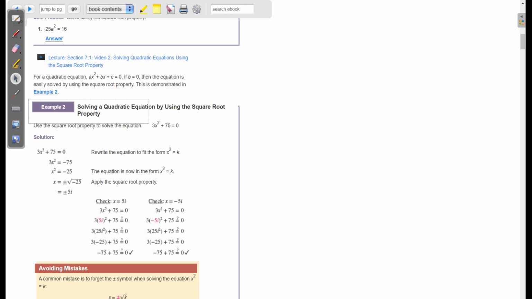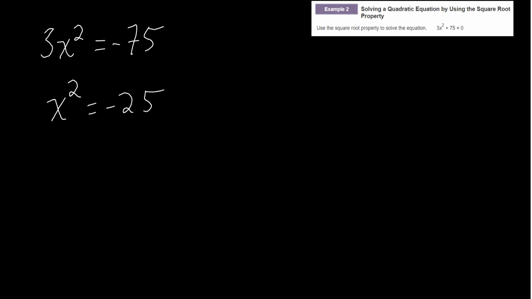All right, so more of the same here. Use the square root property to solve the equation. Well, let's first subtract 75 from both sides. Okay, so if we subtract 75 from both sides, we end up with 3x squared is equal to negative 75. We're going to divide both sides by 3, so we're going to have x squared is equal to negative 25.